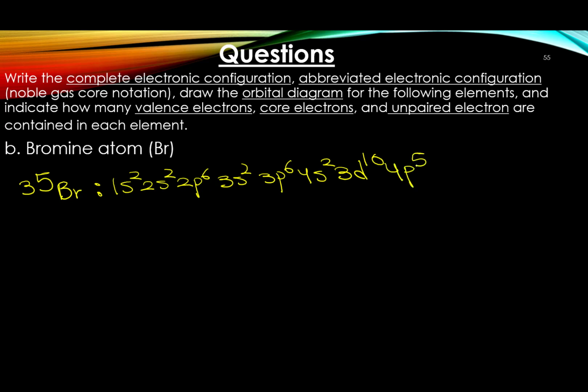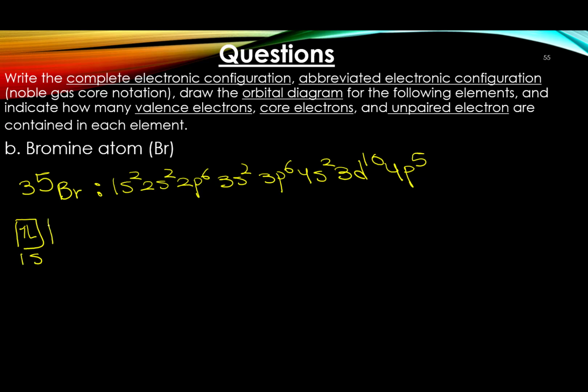Okay, this is the electronic configuration for bromine. If you add it up, you will know it will be 35 electrons. Okay, now we're gonna draw the orbital diagram. I need more space.